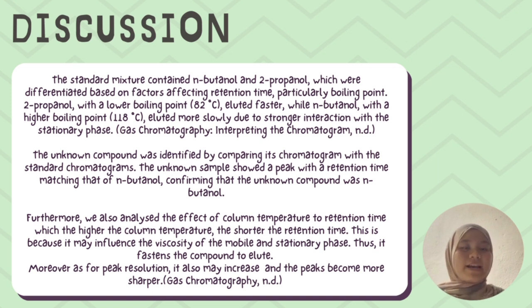Next, the unknown compound was identified by comparing the chromatogram with the standard chromatograms, where the unknown sample showed a peak with a retention time matching that of N-butanol. Therefore, it confirmed that the unknown compound was N-butanol. Furthermore, we analyzed the effect of column temperature on retention time. As the column temperature increases, the retention time decreases because higher temperature allows the compounds to elute faster. In terms of peak resolution, increasing temperature may result in sharper peaks. However, excessively high temperature can reduce resolution and cause peak overlap. In this experiment, no peak overlapping was observed, indicating that the temperature used was in the optimal range.